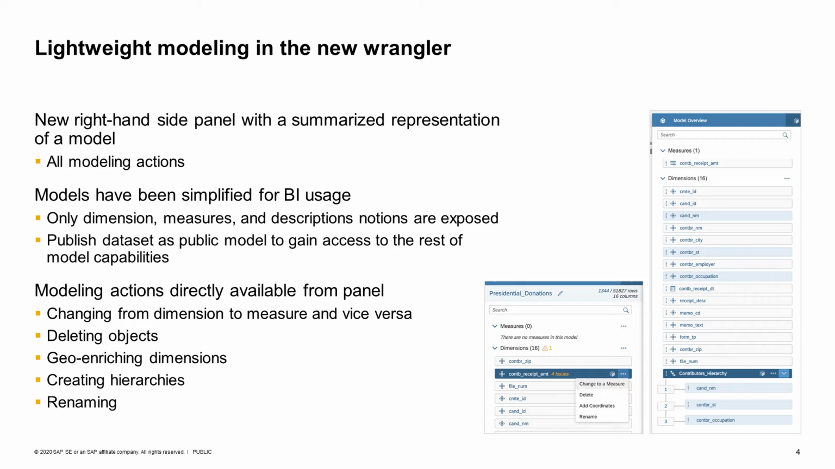And these are things like being able to switch a dimension to a measure or change a measure back to a dimension, being able to delete objects, geo-enrichment, creating hierarchies, at least level-based hierarchies. Parent-child hierarchies and public dimensions are a different issue, and renaming. So these are the sorts of things, these lightweight, commonly used modeling concepts we wanted people to be able to do right in the Wrangler.